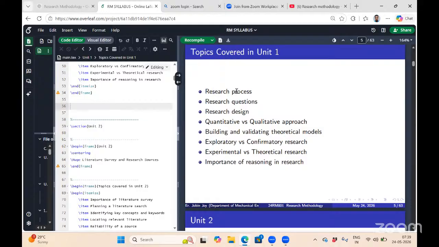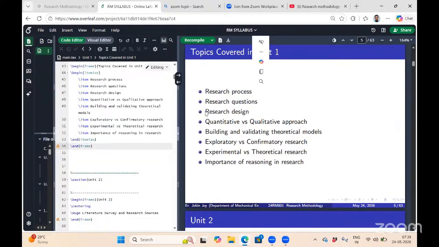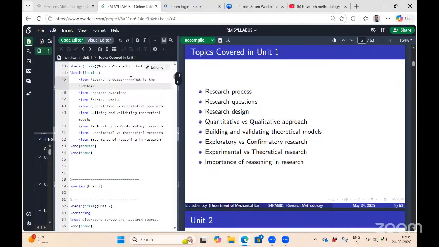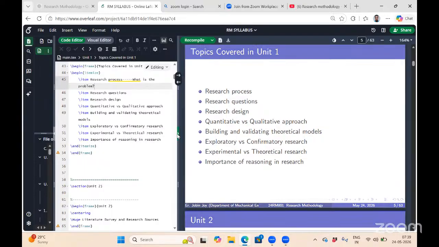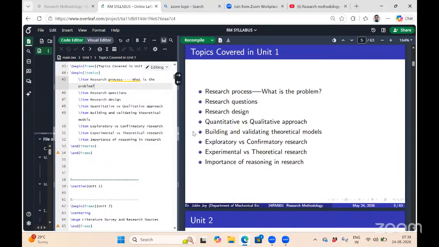The first step is identifying the research problem. The first step is to identify what the research problem is. For example, a researcher may study how automation can improve manufacturing productivity.